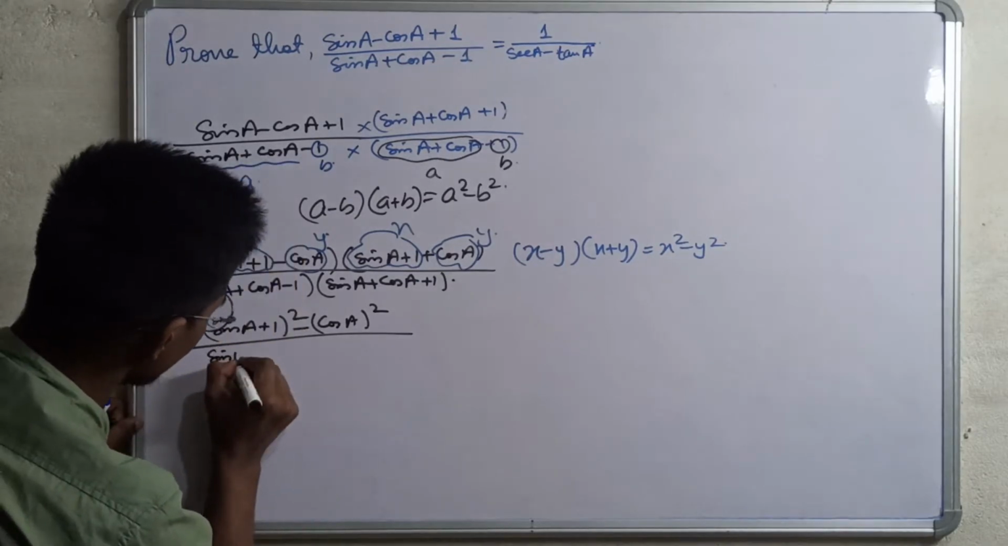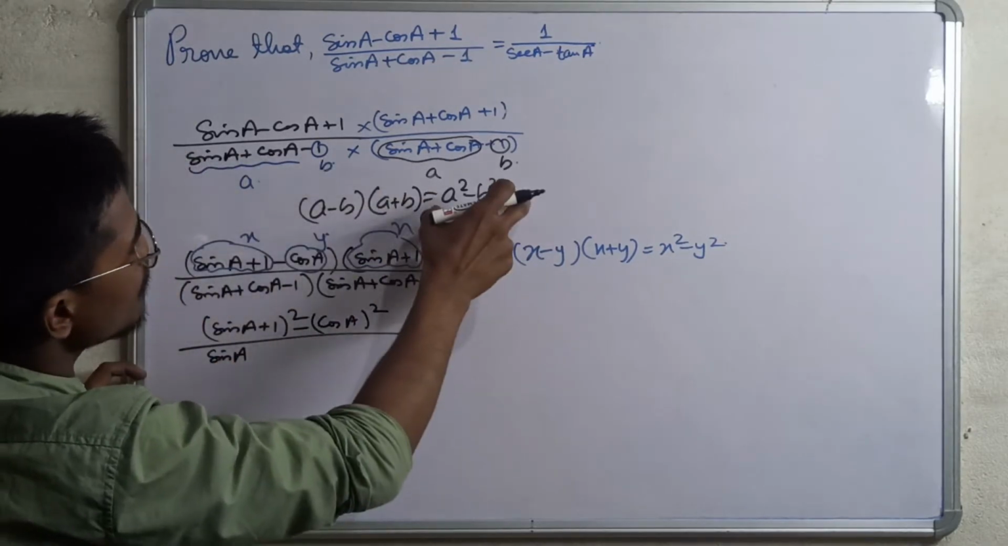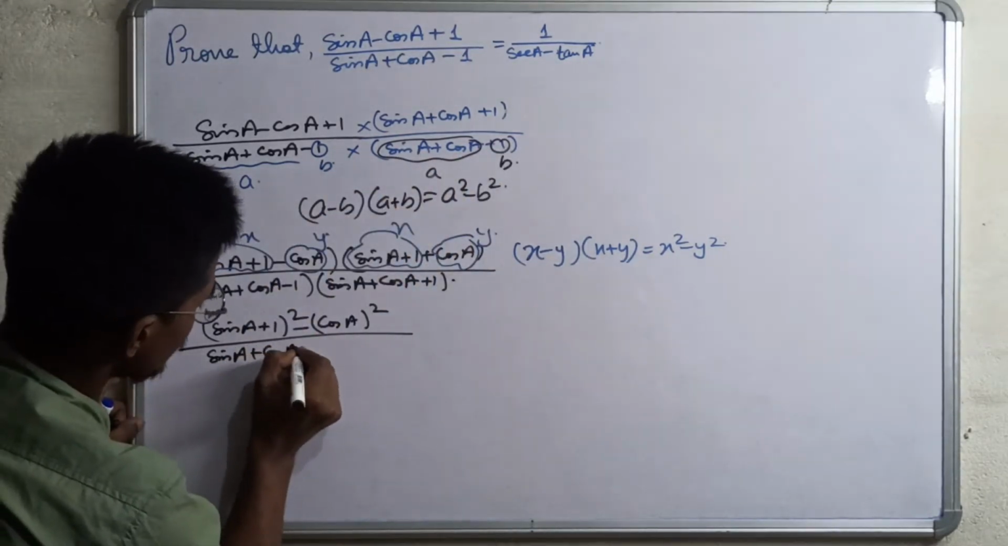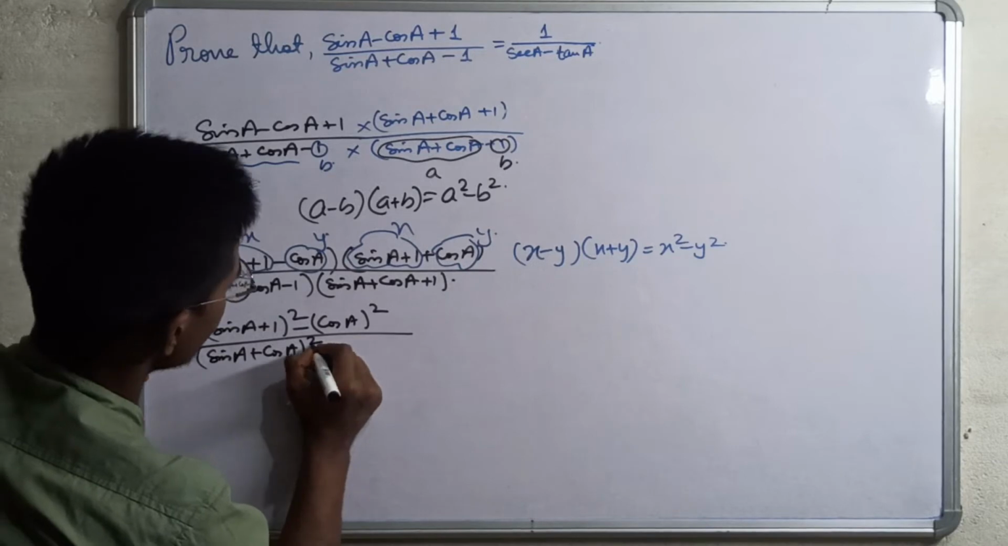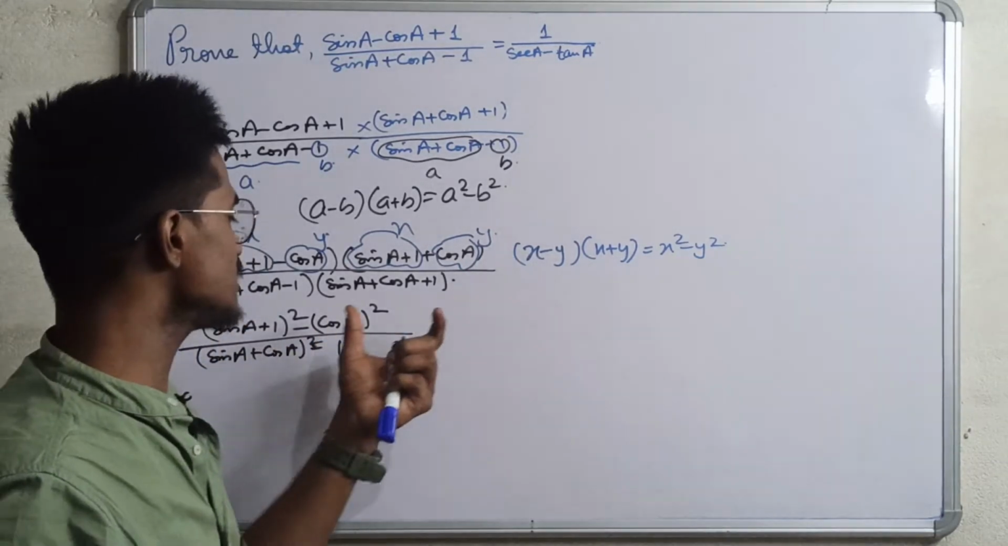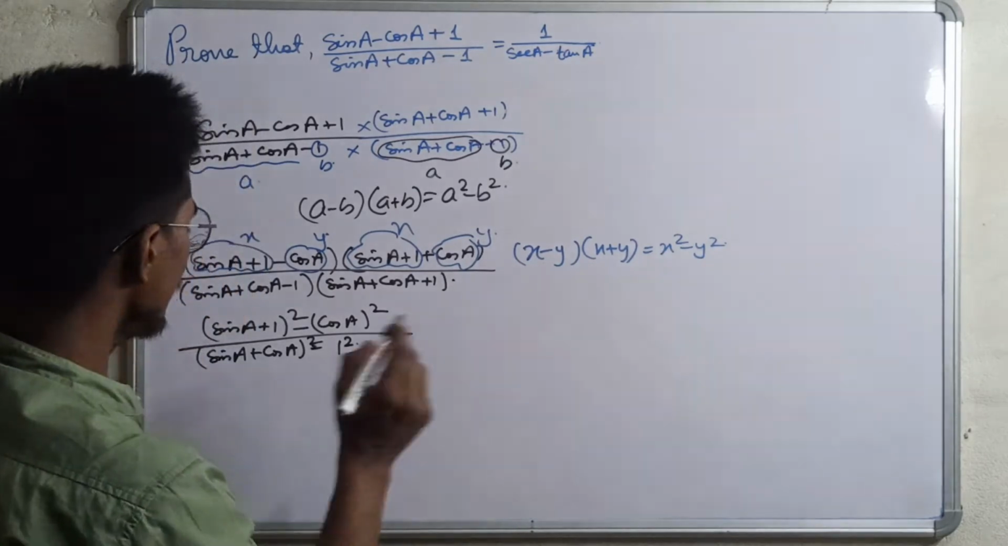So I will square it because it is of the form a square minus b square, a minus b into a plus b. Okay, sin a plus cos a, we will bring it whole square over here and we will square 1. Okay, fine. This is the form we are having. Okay, we will solve it.